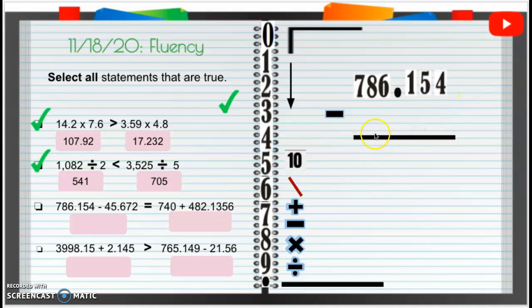All right, so subtract. Remember, we have to line up our decimals when we are subtracting or adding. So 45 and 672. 4 minus 2 is 2. 5 minus 7 we cannot do. I need to make those in front again.